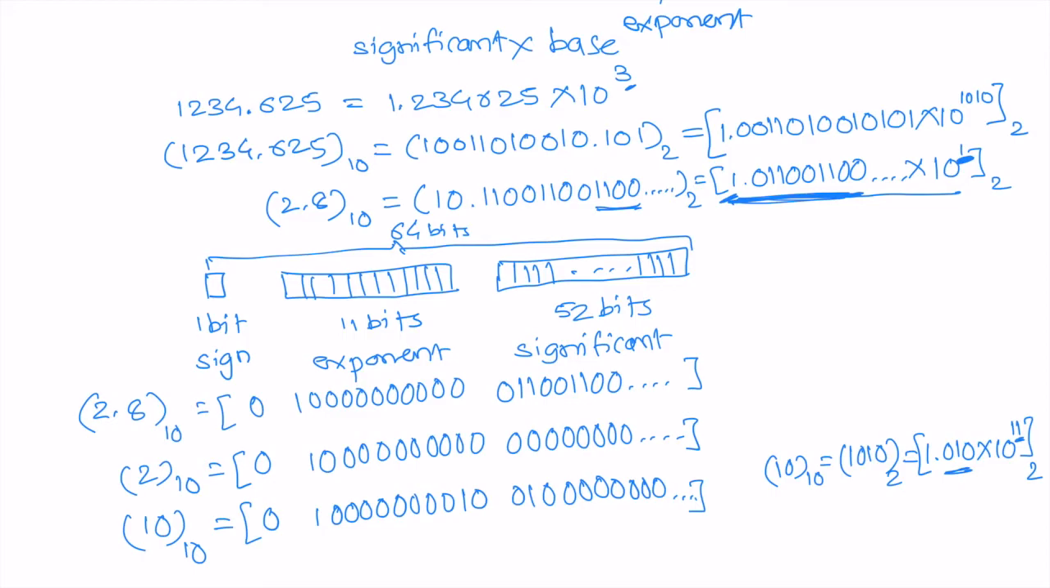If you look at this 2.8, we are not able to represent it precisely in binary. This number is almost equal to 2.8, but it is actually something like 2.79999. Yeah, but this is not exactly 2.8. The number 2 we are able to represent precisely. Similarly, the number 10 we are able to represent precisely.